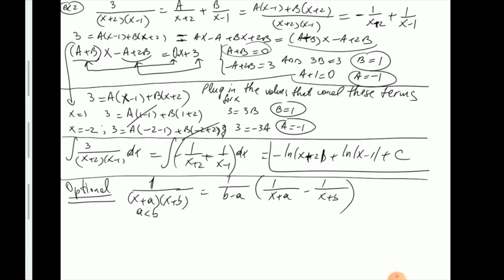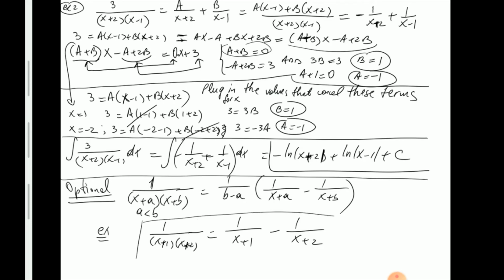The easiest version of this is if you have consecutive factors. So if I have 1 over x plus 1 times x plus 2, whenever you have linear factors that are consecutive, so the difference between them is 1, the decomposition is always 1 over the smaller minus 1 over the bigger one. Again, this is optional, but I found it practical in many applications because it saves me the time of finding the coefficients.